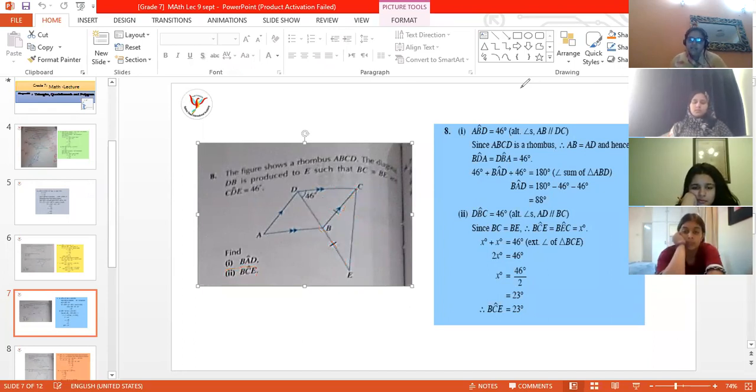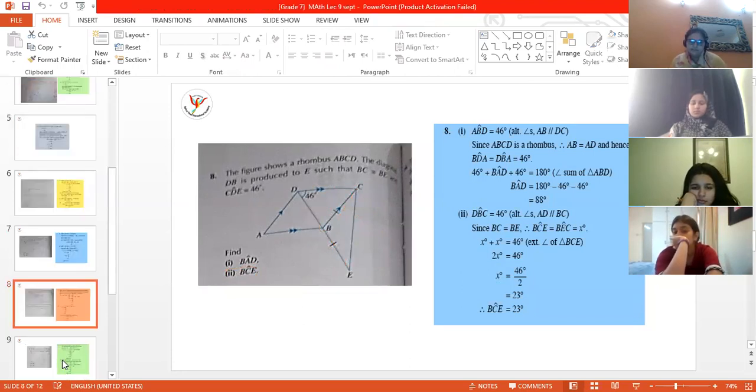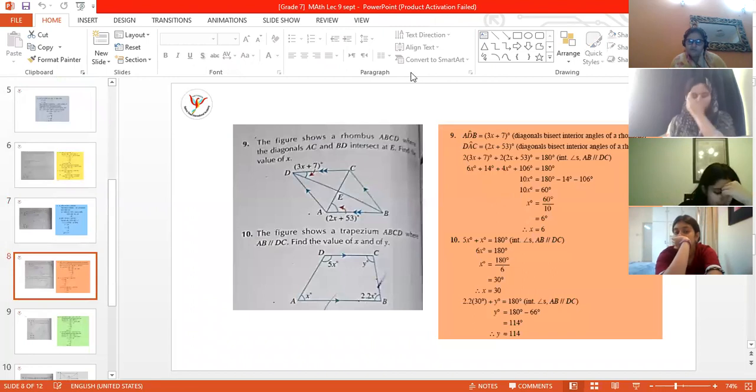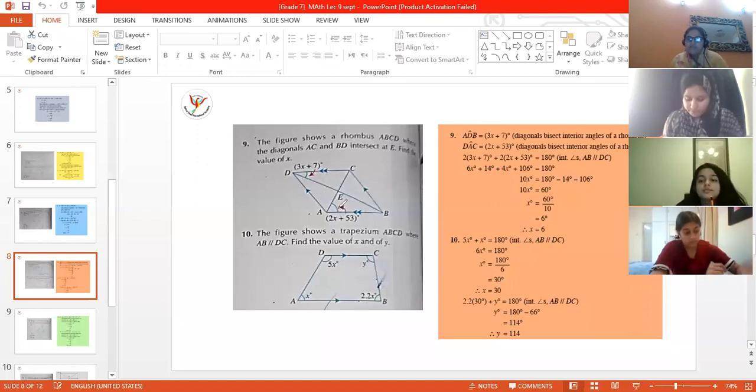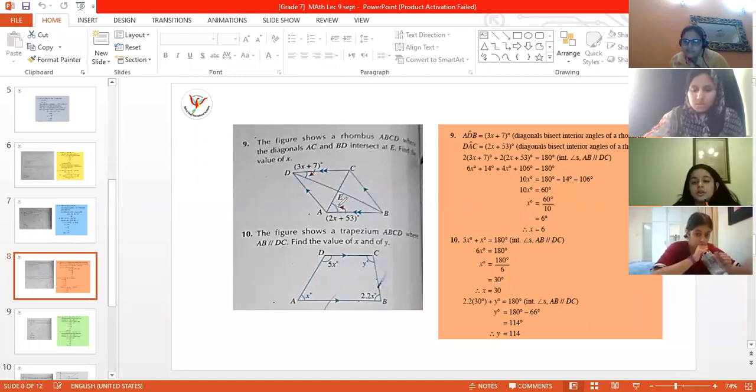So let's start with question number 9. Questions 9, 10, 11 are so easy that there will be no question in between the questions. The figure shows a rhombus ABCD. I told you that in a rhombus all four sides are equal. This and this and this sides are equal. If sides are equal, then the angles will be the same.